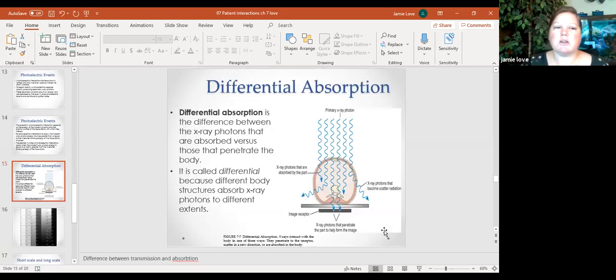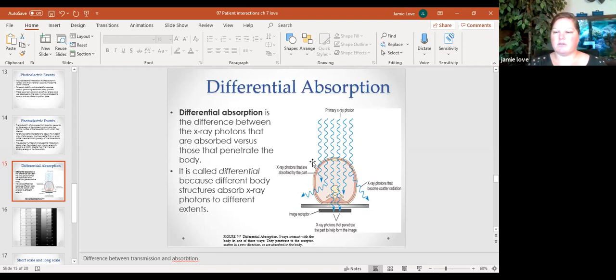In this process, we're going to talk a lot more about differential absorption. That is the difference between the primary beam coming out of the tube, some of those photons being absorbed, and some of those exiting. This is differential absorption because we know some of our photons are going to be absorbed, and we also know some are going to be scattered through Compton scattering. So the process of differential absorption is going to be the difference between our primary beam and our exit beam.